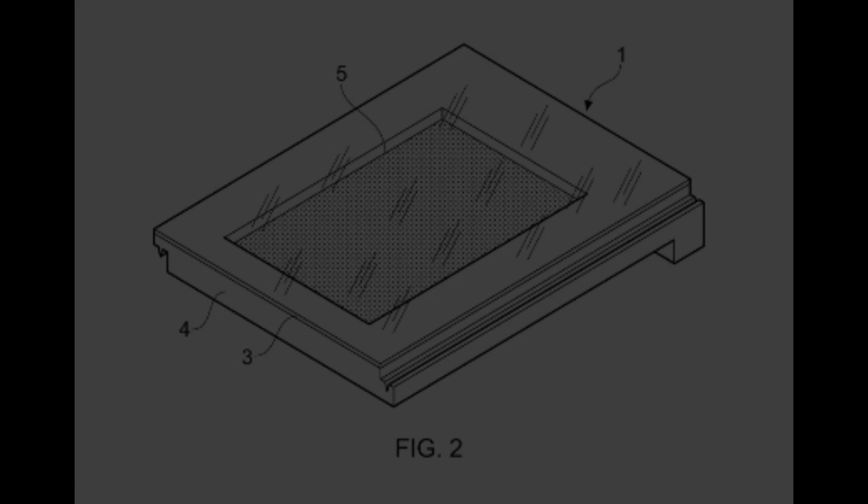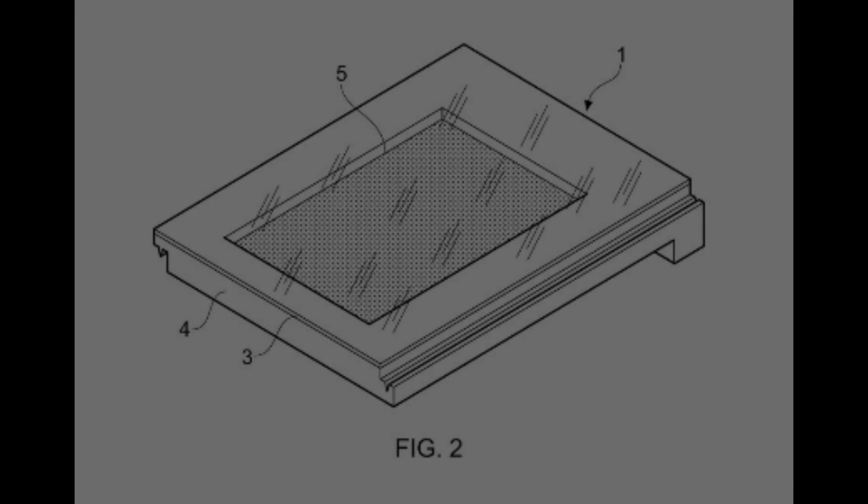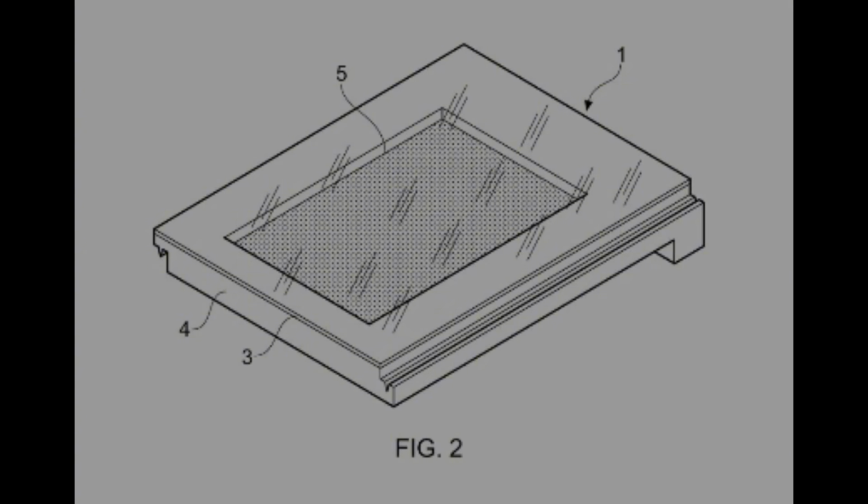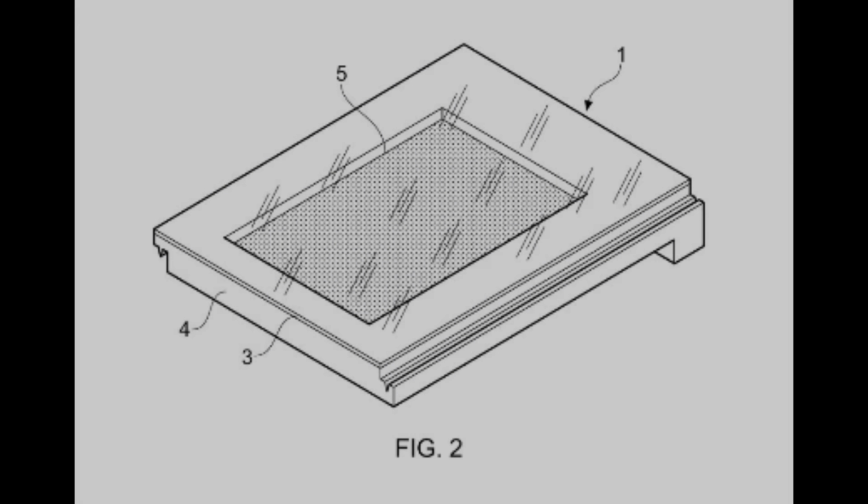The roof tiles 1 are supported on roof battens 2. Adjacent roof tiles 1 interlock with each other. Conventional roof tiles may have different forms.